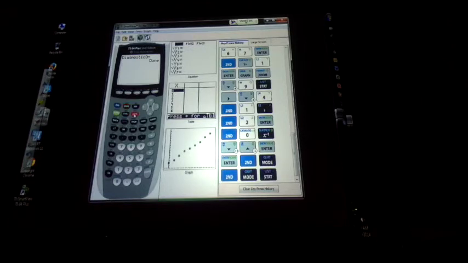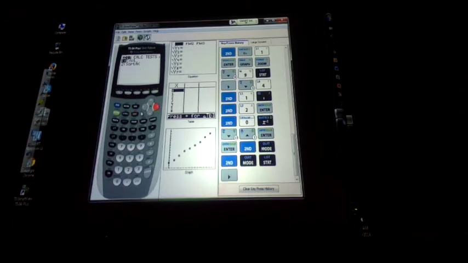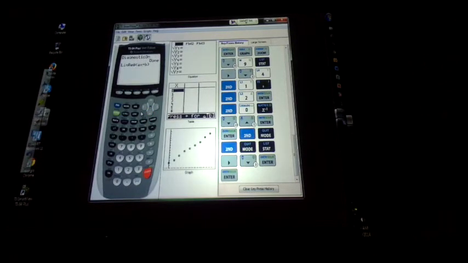Okay. Go back in. Stat. Calculate. Linear regression. So I have an R squared value of 0.995. Is that good? Yes. All right, now I want to graph it. So my linear equation is y equals 0.36x plus 3.8.